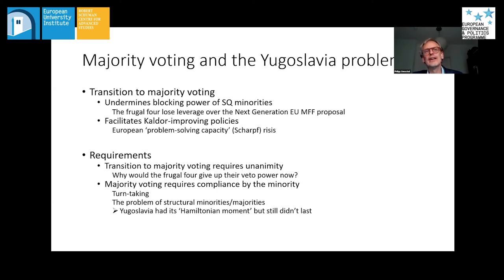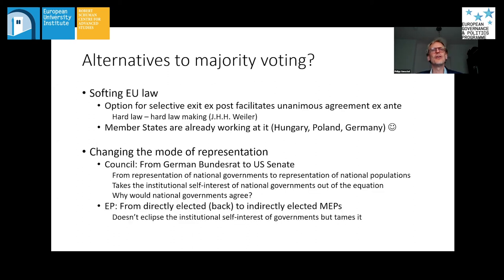Final point, what are alternatives to majority voting? One alternative is, of course, the softening of EU law. Now, Joe Weiler has written of the closure of selective exit through the constitutionalization of EU law in the 1960s. And you could think, of course, of a counter movement that options for selective exit ex post are opened again and thereby facilitate unanimous agreement ex ante.